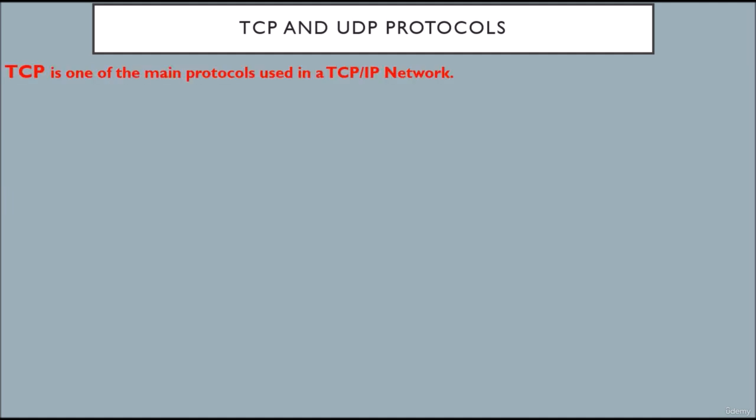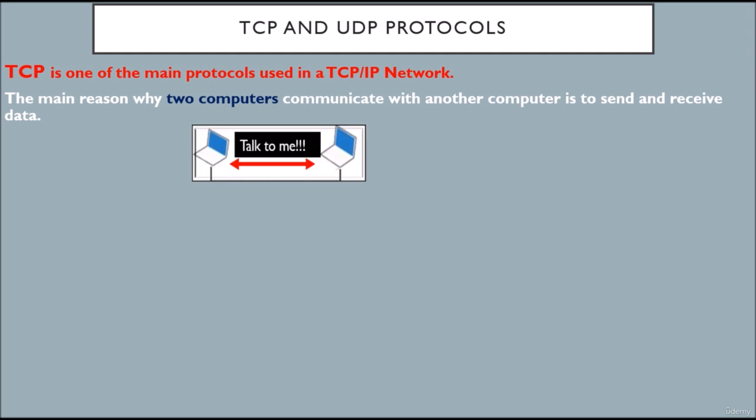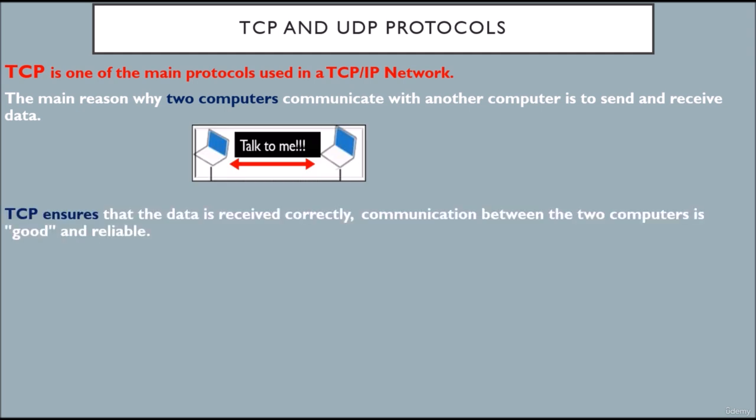TCP is one of the main protocols used in a TCP/IP network. The main reason why two computers communicate with another computer is to send and receive data. TCP ensures that the data is received correctly. Communication between the two computers is good and reliable.